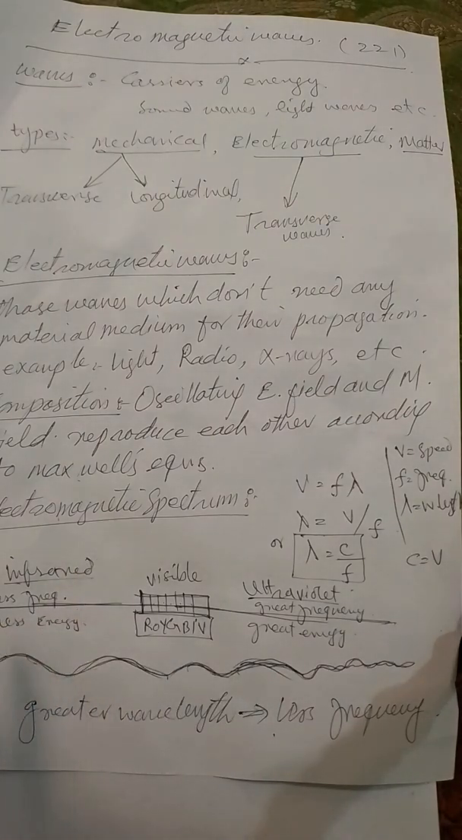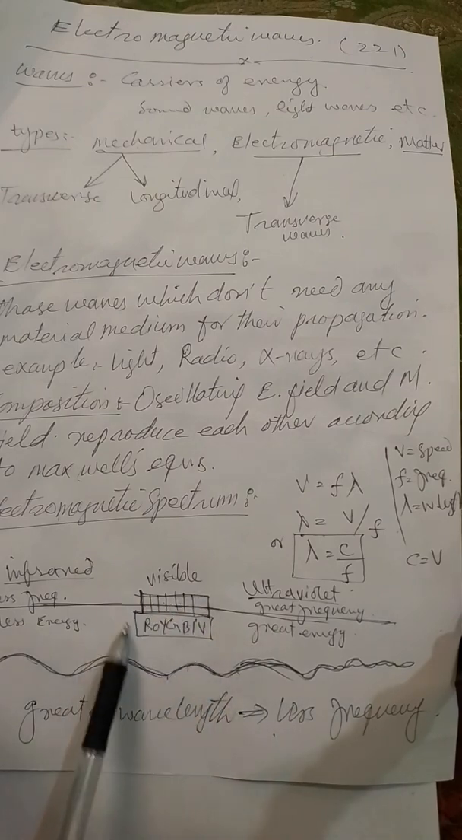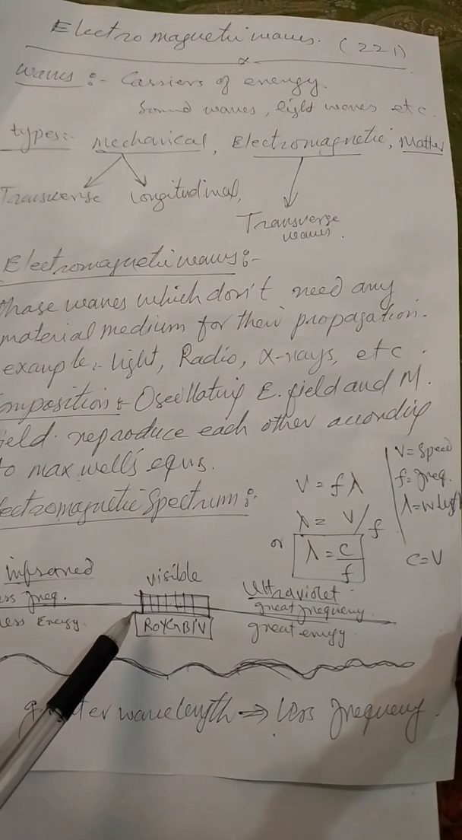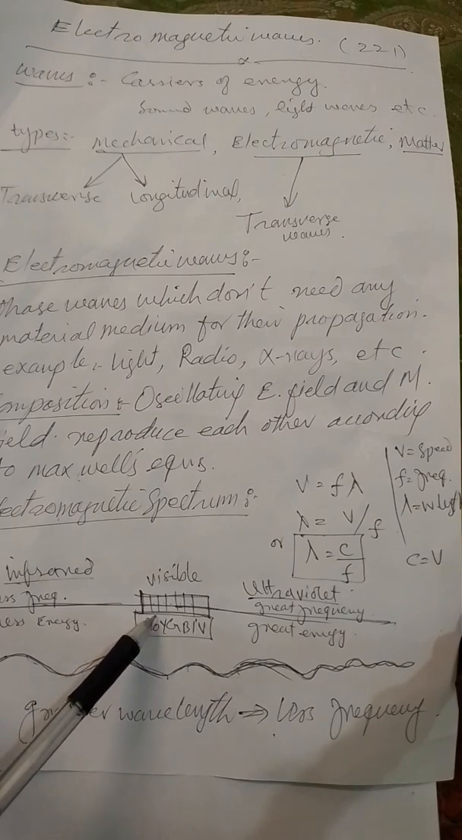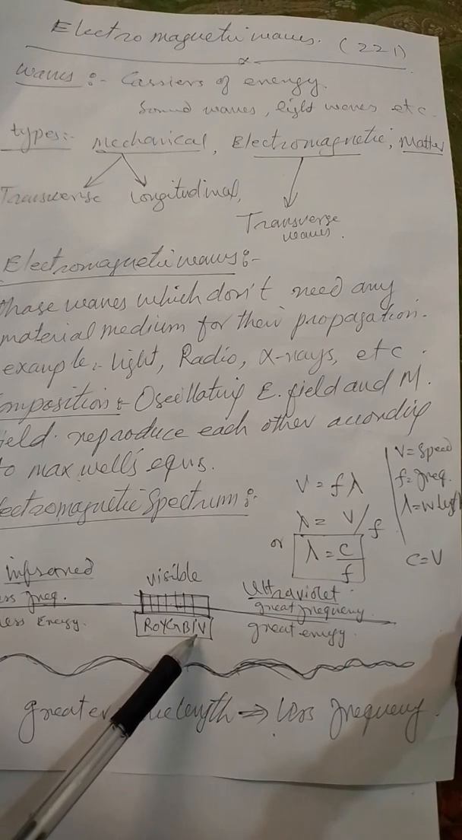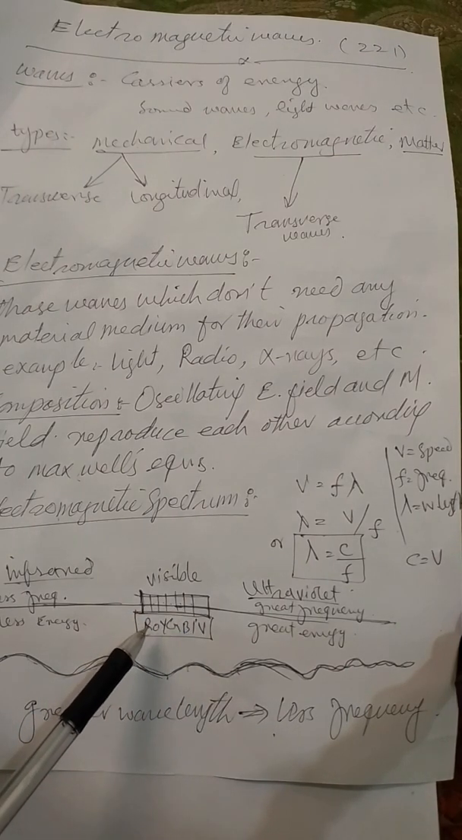In this, the central region is visible light, the light which we can see with our own naked eyes, like the light from the sun, light from the tube light, light from the candle, light from the bulb, etc. This is what we call visible light. Visible light basically consists of 7 colors: red, orange, yellow, green, blue, indigo, violet. This is the visible part of the electromagnetic spectrum.